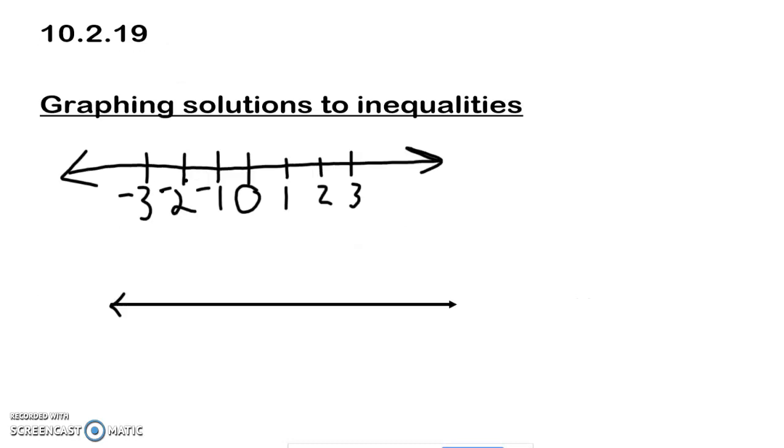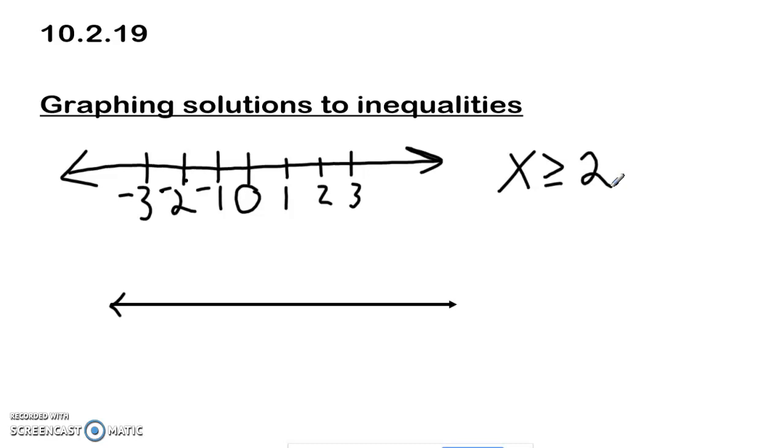All right, so we are going to talk about graphing our solutions to our inequalities. And so let's look at how we would graph x is greater than or equal to 2. Okay, so on a number line, if it's equal to, we can include that value. So it's equal to 2 and it's everything greater than 2.